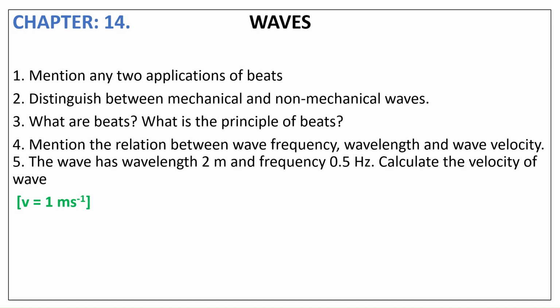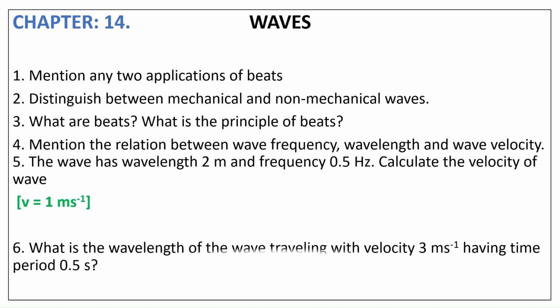Answer is, V is equal to 1 meter per second. 6. What is the wavelength of the wave traveling with velocity 3 meter per second having time period 0.5 second? Answer is, lambda is equal to 1.5 meter.